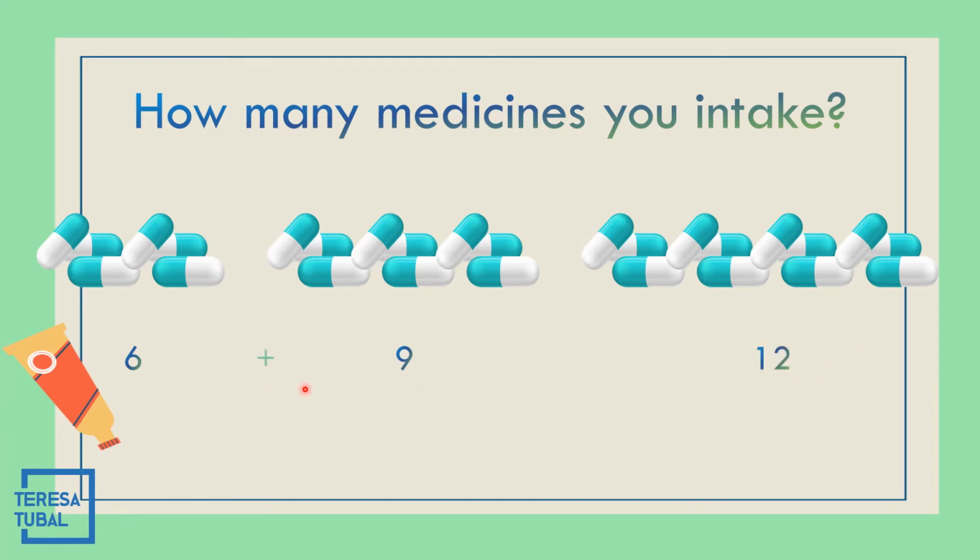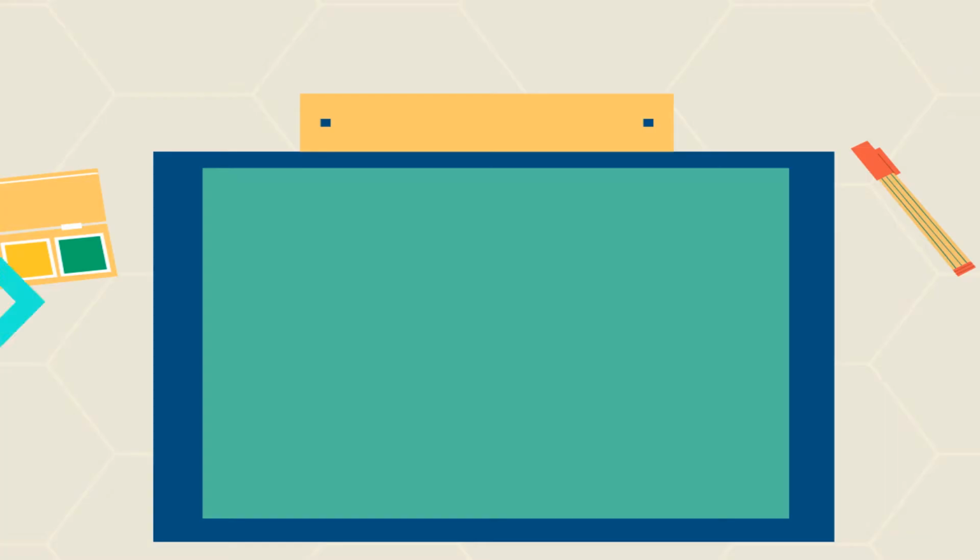So 6 plus 9 plus 12. So 6 plus 9, that is 15. 15 plus 12, that is 27 capsules. So the medicines you intake, that is 27 capsules.